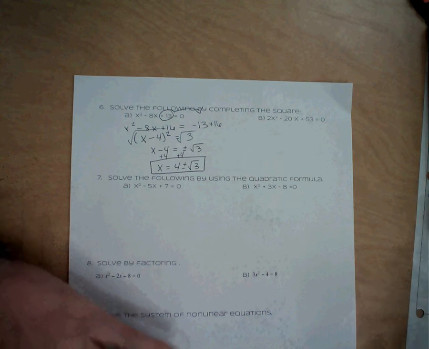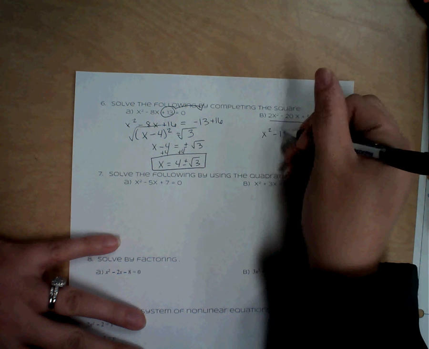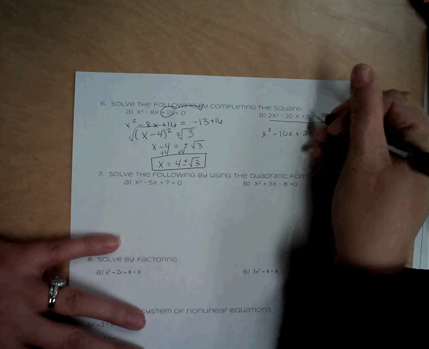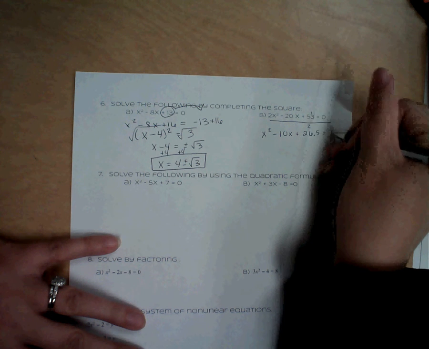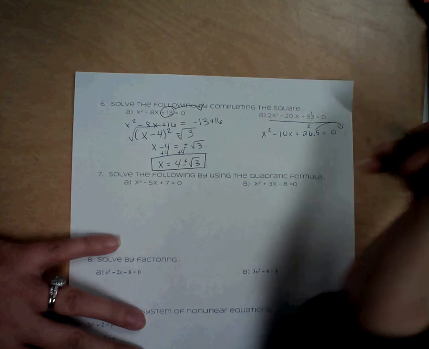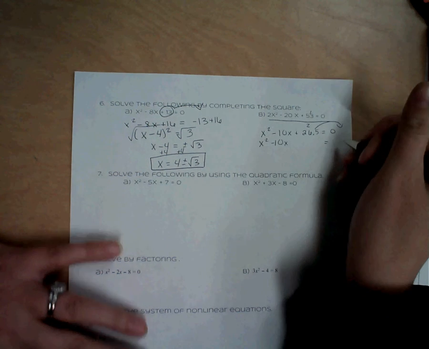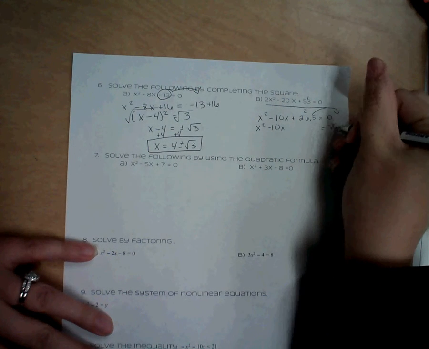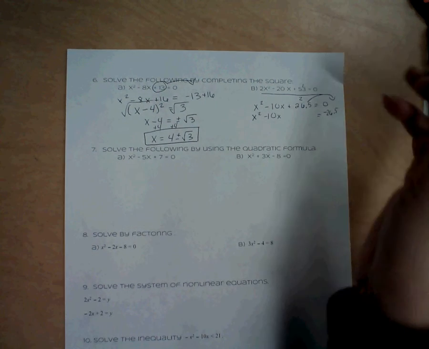On B, I want to go ahead and divide everything by 2 so that I don't have this 2 in front. So x squared minus 10x plus 5, 2 goes into 5 twice, 1 left over, 2 goes into 13, 6, 0.5 equals 0. Then I'm going to move this 26.5 to the other side. X squared minus 10x is equal to negative 26.5. Half of negative 10 is negative 5. Negative 5 squared is 25.